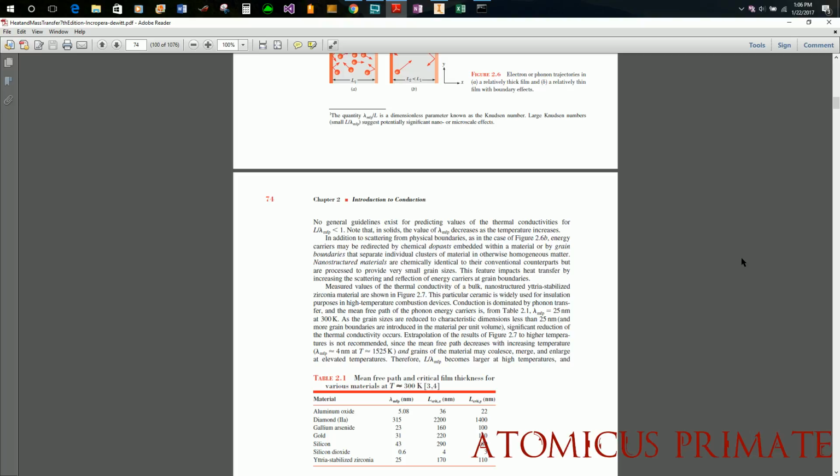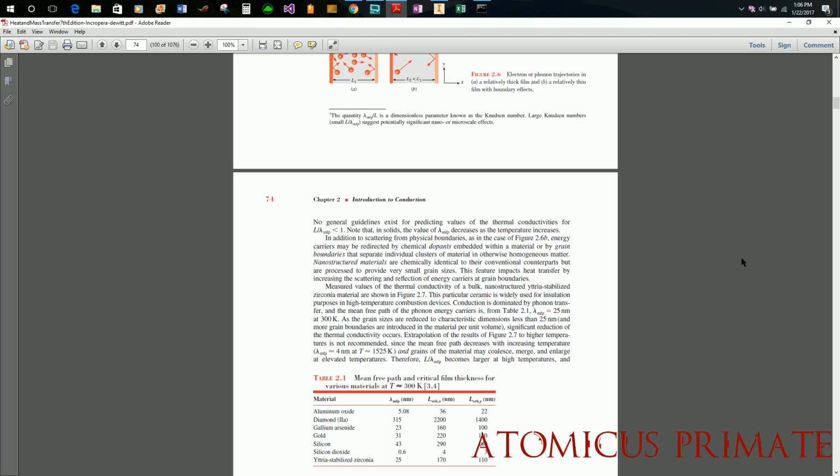In addition to scattering from physical boundaries, as in the case of figure 2.6b, energy carriers may be redirected by chemical dopants embedded within a material or grain boundaries that separate individual clusters of material in otherwise homogeneous matter. Nanostructured materials are chemically identical to their conventional counterparts, but are processed to provide very small grain sizes. This feature impacts heat transfer by increasing the scattering and reflection of energy carriers at grain boundaries.